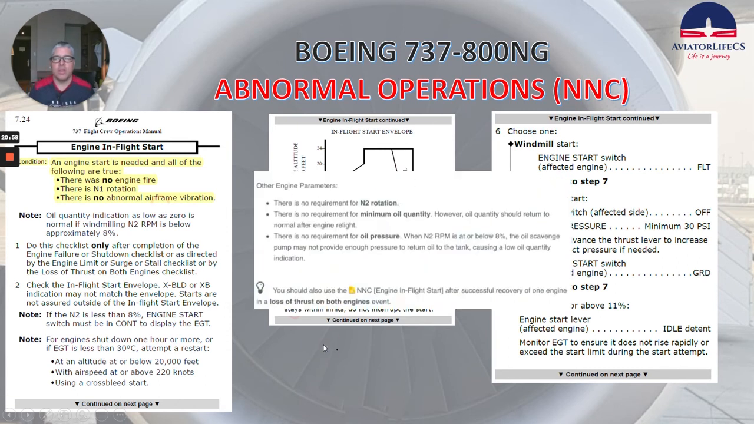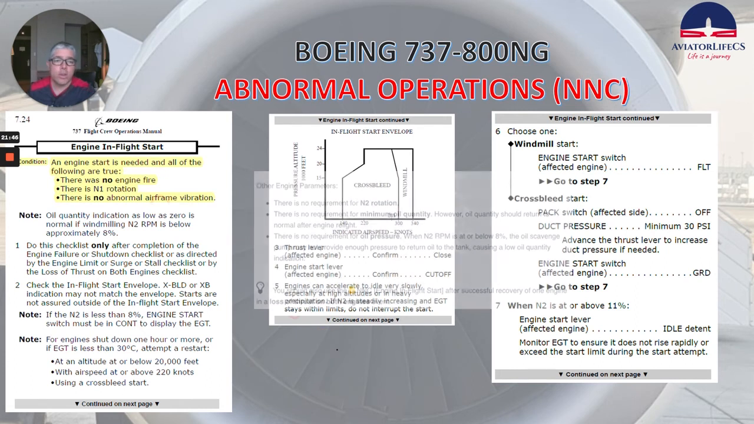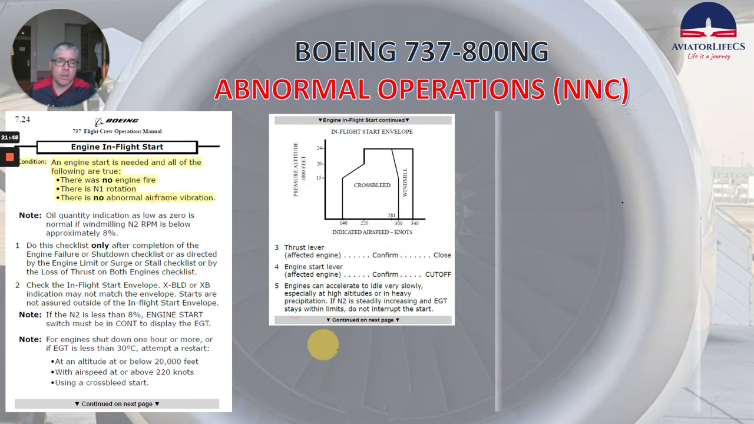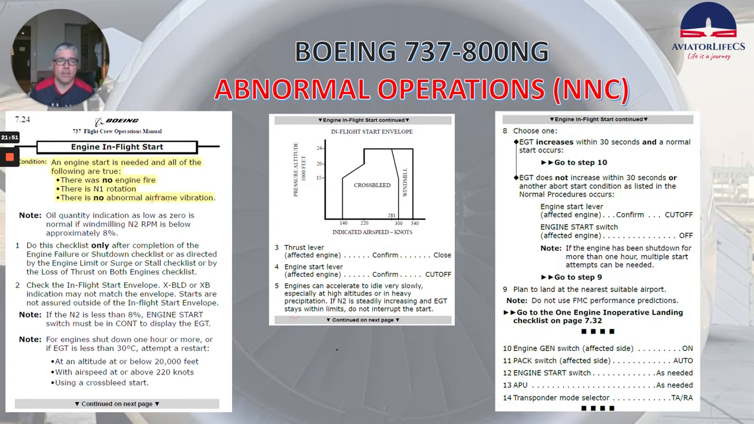So the MRG gives us some extra information here about other engine parameters, and there is no requirement for N2 rotation. There is no requirement for minimum oil quantity. However, oil quantity should return to normal after engine relight. There is no requirement for oil pressure. When N2 RPM is at or below 8%, the oil scavenge pump may not provide enough pressure to return oil to the tank, causing a low oil quantity indication. So here you have the last page of the checklist. There you go, and that's the end of it.